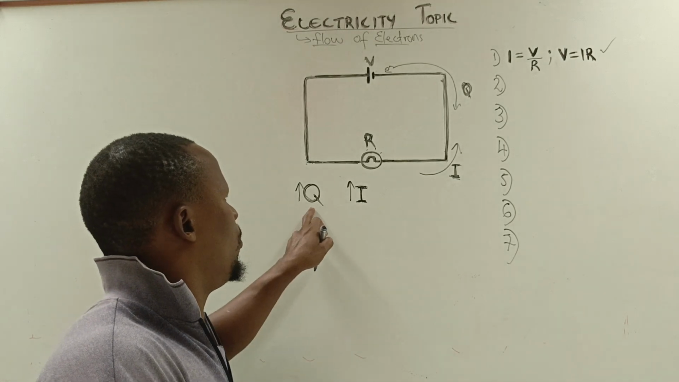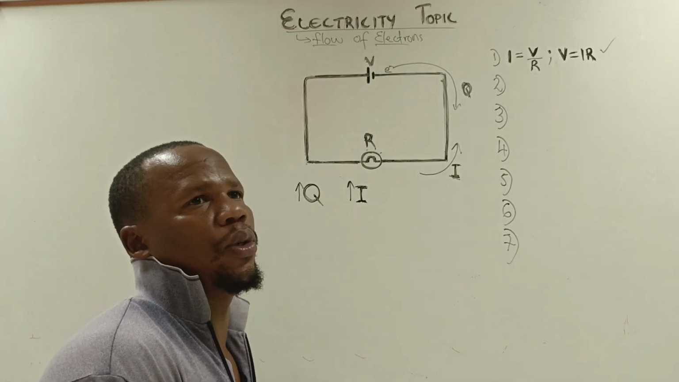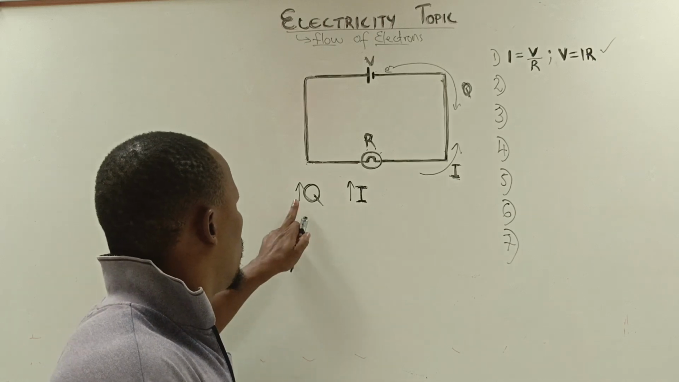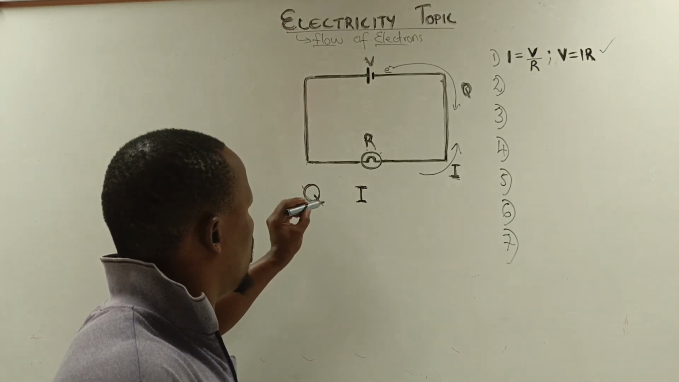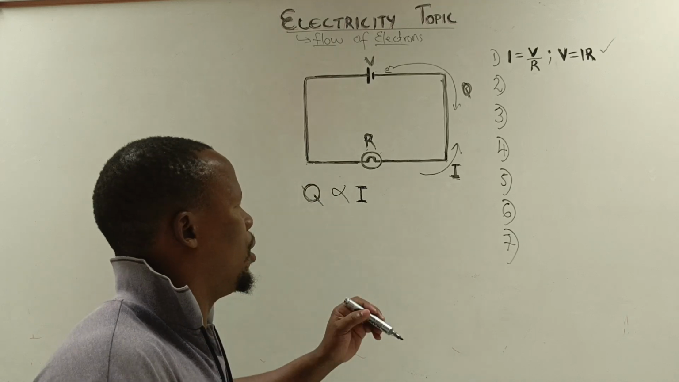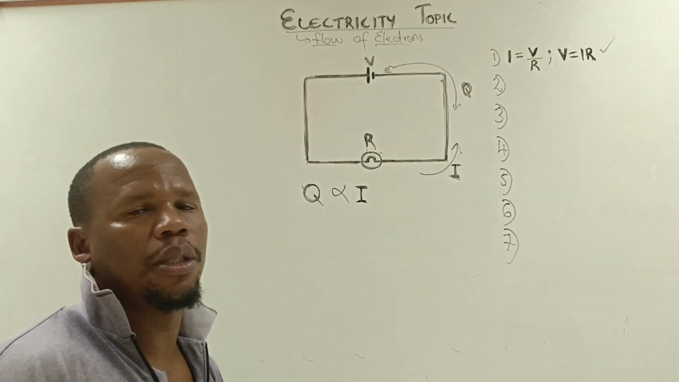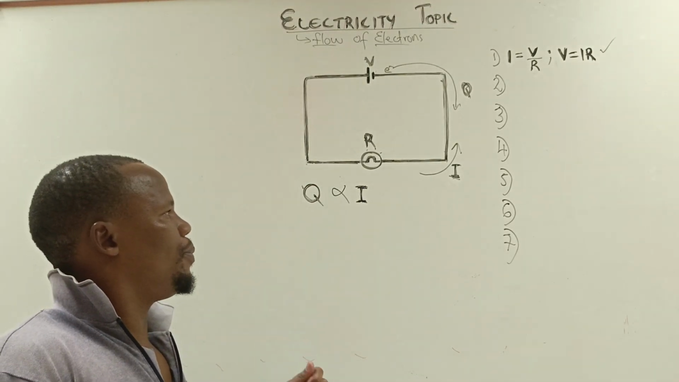So if charge flows, the current is also going to increase. So charge is directly proportional to current.